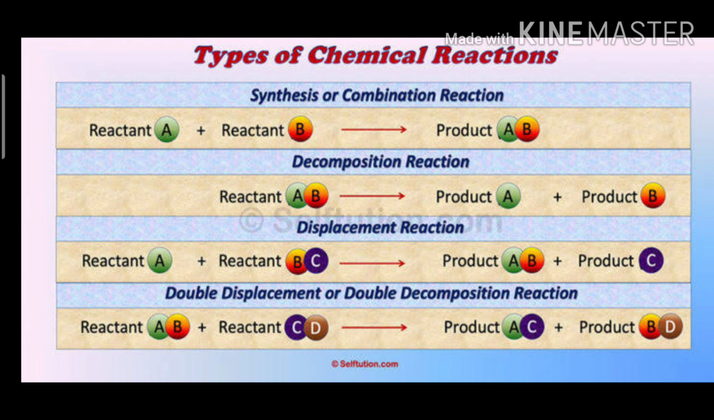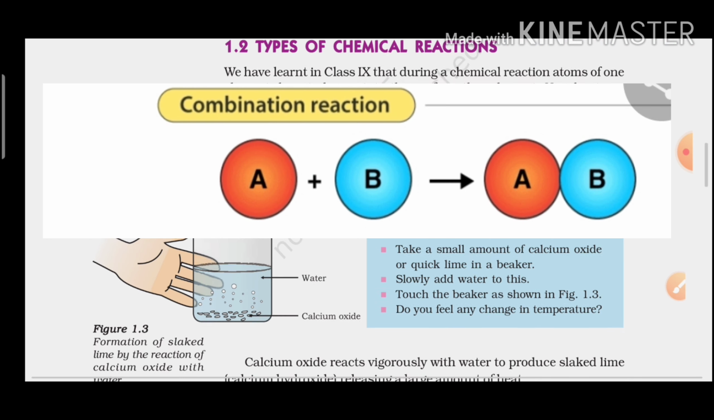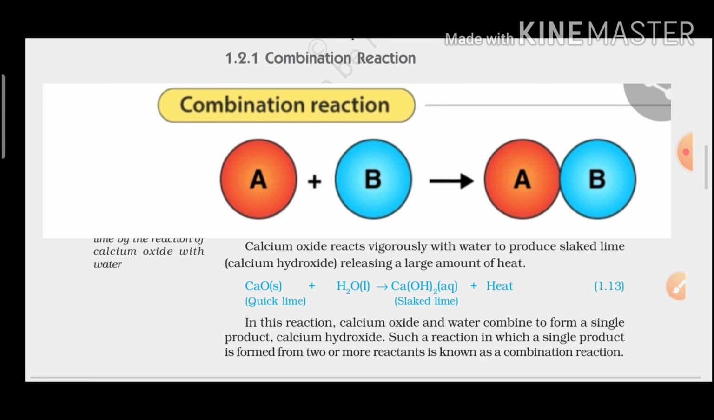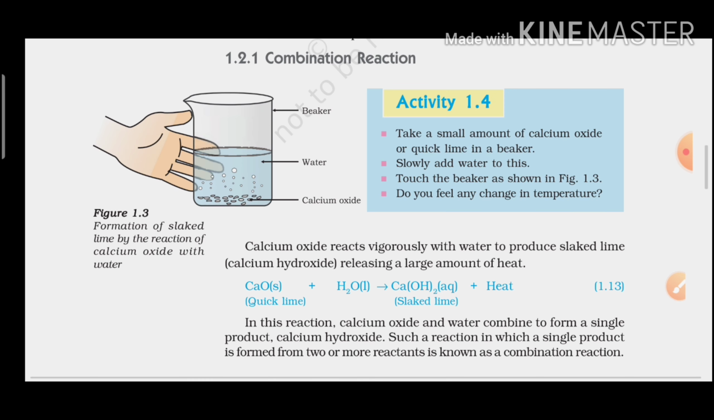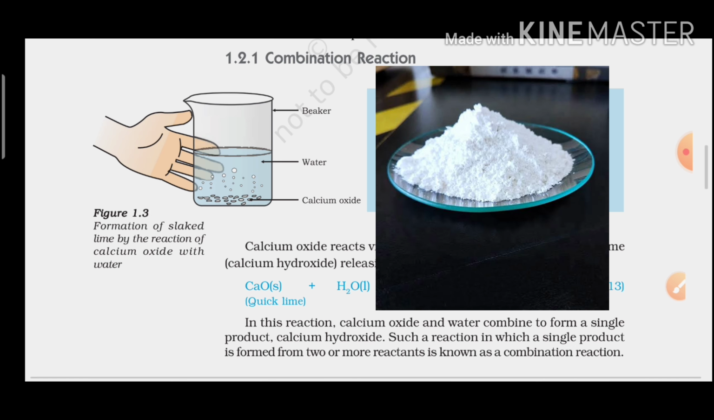So students, let's first understand what is combination reaction. As its name suggests, two or more reactants combine to form a single product. Let's understand this concept with the help of an activity given in this chapter. See students, in activity 1.4 you can see that we will take a small amount of calcium oxide, which is also known as quicklime, in a beaker, and then we will add water slowly into the beaker.